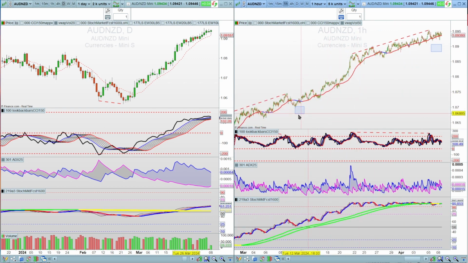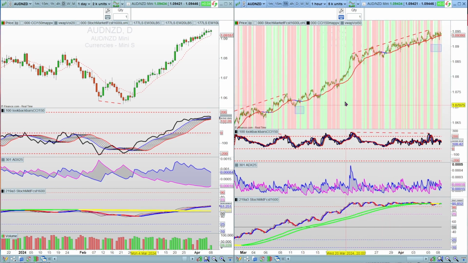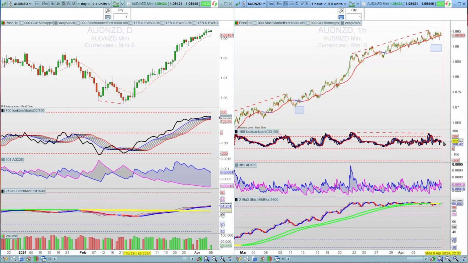So for example, during this period, when that's bullish, you would have taken long trades. What I've done here is this indicator is showing where the CCI 150 is above the moving average band, it's green. When it's below the moving average band, it's red. And when it's within the band, they're white. So you would have taken all the green, or when the CCI is above the moving average band, you would have taken those long trades. Just as a trading idea for you. So permanently bullish on the Aussie New Zealand.